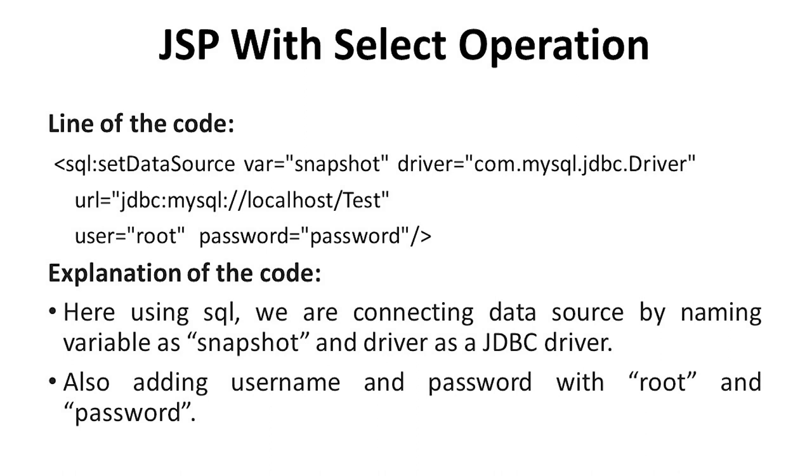In body part, we use the line of the code sql:setDataSource var="snapshot", and driver here we use com.mysql.jdbc.Driver. URL equal jdbc:mysql://localhost/test, and in next line we use user equal root, and password we use password. So here using SQL we are connecting data source by naming variable as snapshot and driver as a JDBC driver, also adding username and password with root and password.